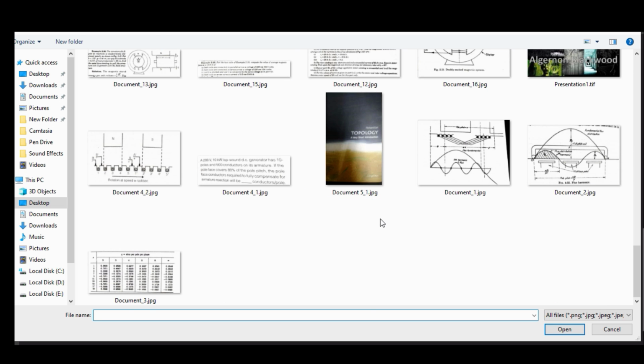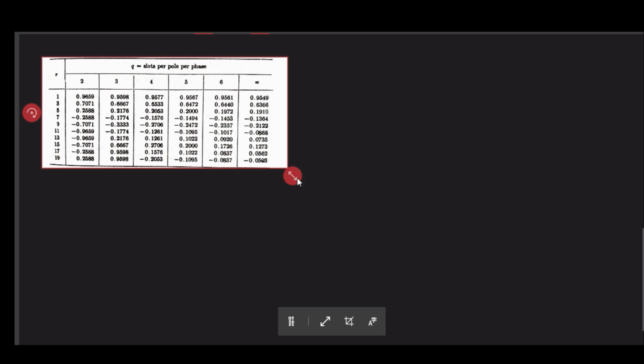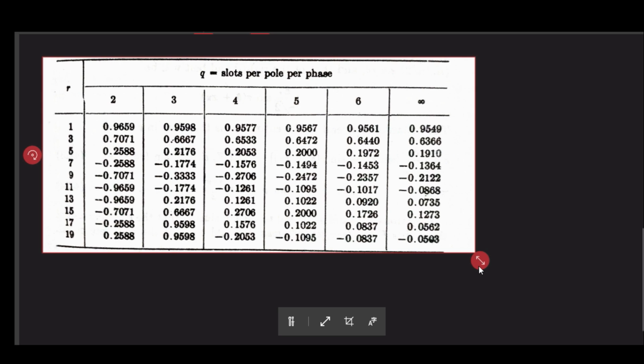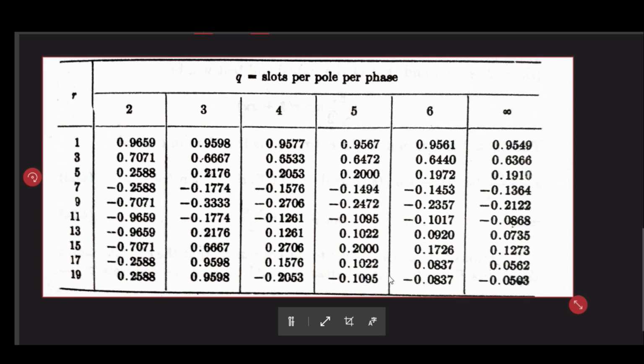Now I would like to show you a very interesting chart. I have also taken this from the book of S. Langsdorff. So here you can take a screenshot of that, and for your own practice you can do the calculation. This vertical side is the order of the harmonics, and this side is the number of slots per pole per phase, q.